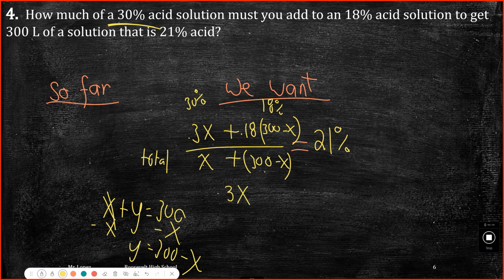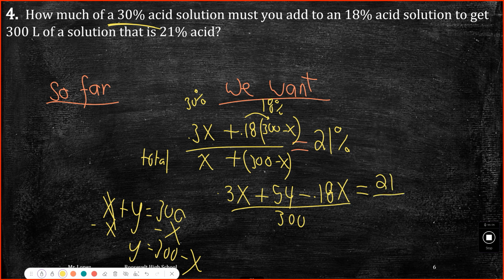0.3x plus, help me out with the calculator. What's 0.18 times 300? You guys got calculators? 54. And then minus what? Minus 0.18x? And at the bottom is going to be what? The x minus x cancel. The whole thing over 300, no? And 21%? It's 21 over what? Over 100?